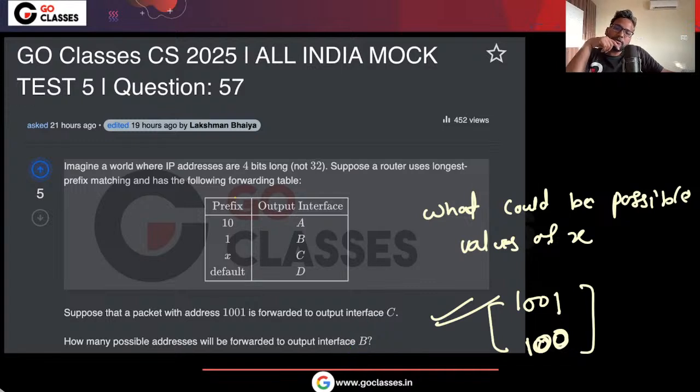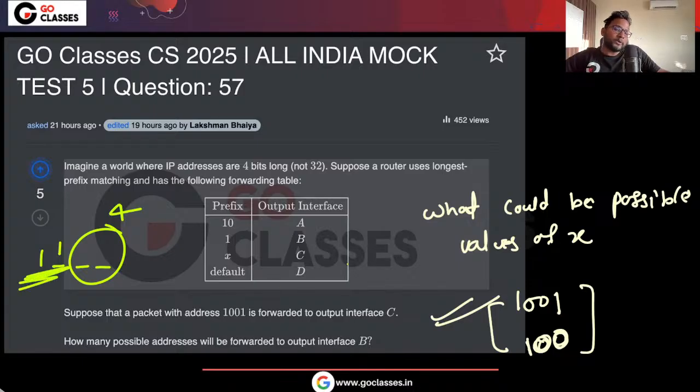Okay, so let's just check this. See, if you are starting from 1, then it might go to B. But if it is 10, then anyway everything is blocked, I mean, it will not go to B. So if it is 11, these are the 4 packets which will go to B, right? Anything that is starting from 11, it will go to B for sure, right?